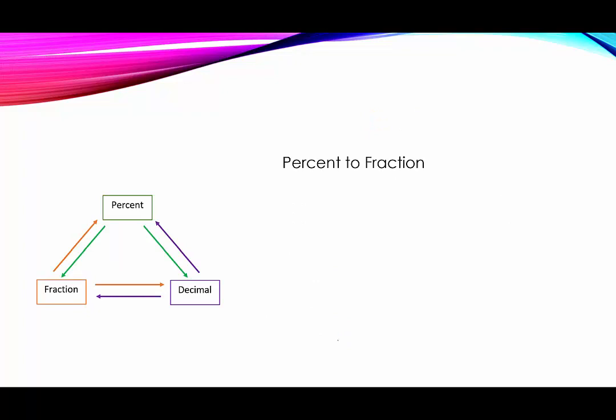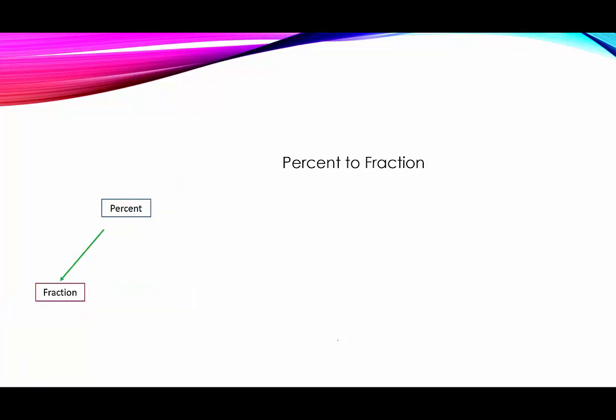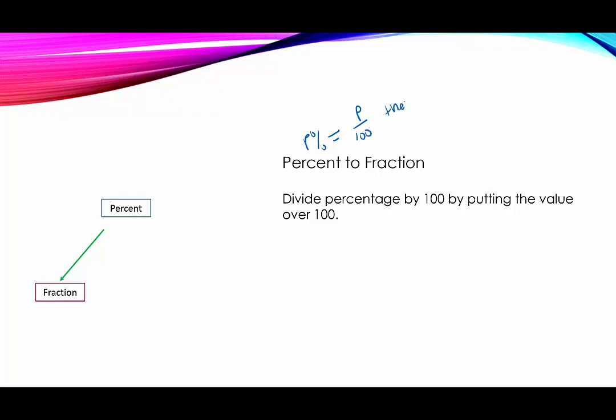All right, next up, percent to fraction. How do we convert a percent to a fraction? We divide the percentage by 100 by putting the percent value over 100, and then we would simplify. And again, just like with decimals, once you convert a percent to one of its equivalent forms, you drop the percent sign. So we're going to take our p percent, and we will put that p over 100, and then we would simplify. Simplify means we're going to look for common factors.